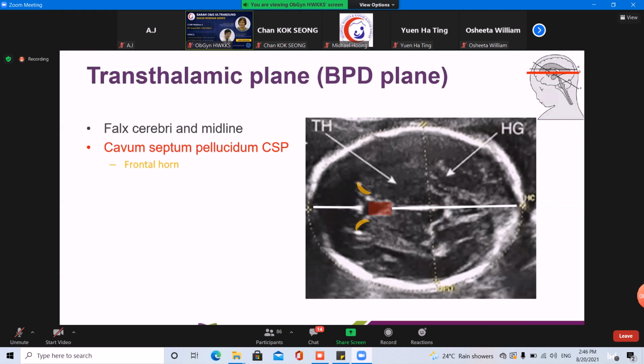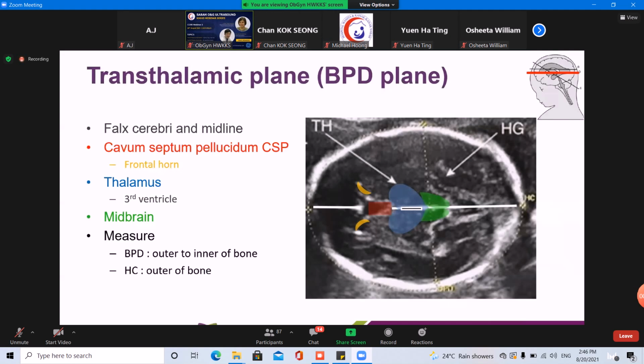And then when you look at the structure behind the CSP, it is the thalamus with the third ventricle in between. And the structure behind the thalamus would be the brainstem. And in this plane here, we measure the BPD, and we measure from the outer table of the bone to the inner table of the bone. And then we also measure the head circumference, which we put the caliper on the outside of the bone. And in this plane, the most important structure, as I have already mentioned, is the CSP, because the absence of CSP denotes a lot of very serious brain abnormality.